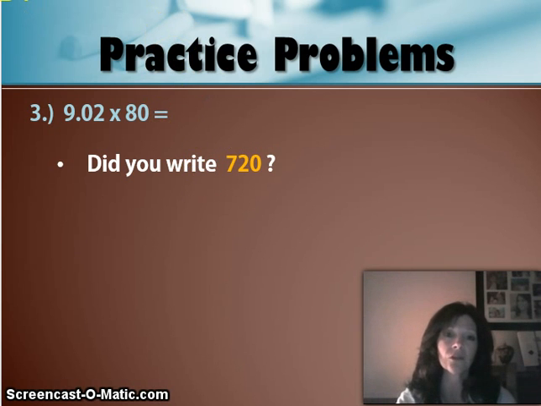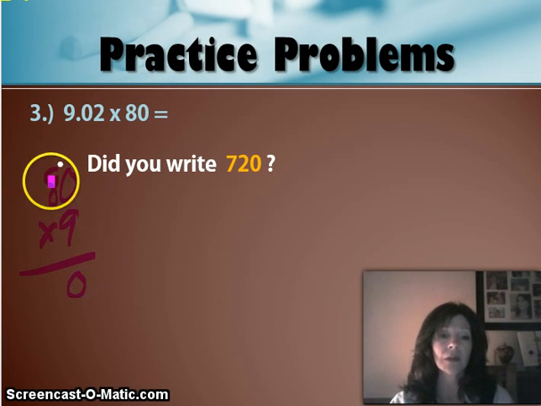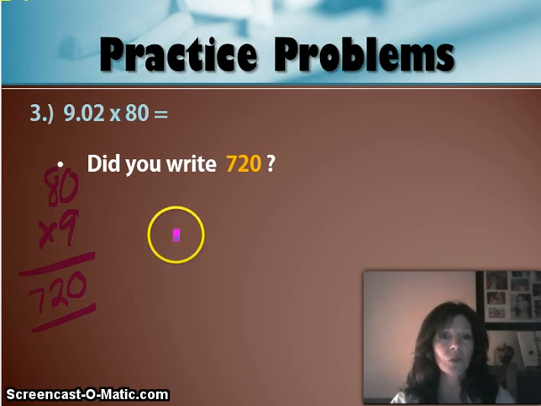Did you write 720? Let's look at how we can do that together. If you estimate this, you would simply estimate this to 9, and then you would estimate 9 times 80. Very simple. 9 times 0 is 0. 9 times 8 is 72, and you would have had 720.